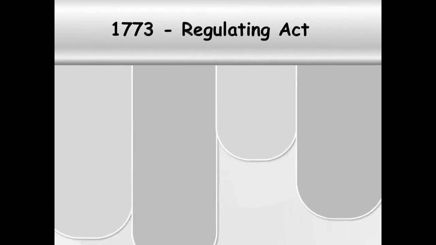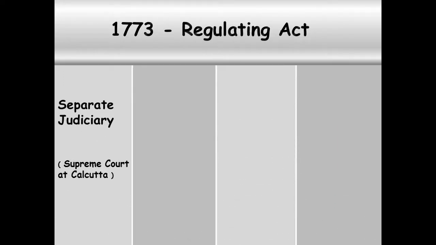There were four key provisions of this act, and the first thing was a separate judiciary. This act established a Supreme Court at Calcutta. The idea was to separate three pillars of government: the executive, legislature, and judiciary. Here, the judiciary was separated by this act, and the legislature will be separated by the Act of 1853. But we will discuss this later.